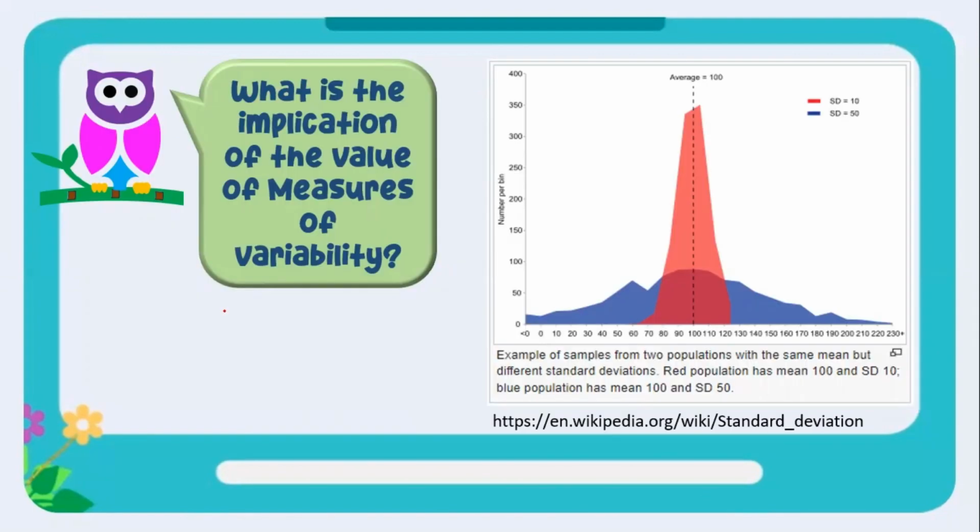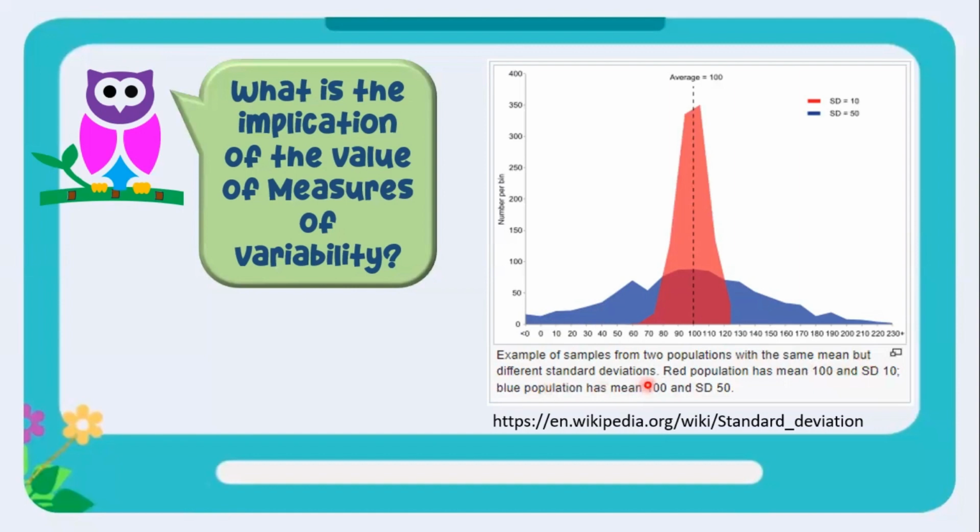What is the implication of the values of the measures of variability, especially the standard deviation and variance, since these two measures of variability are most used in a lot of research? Take a look at this graph here. We have two graphs, therefore we have two sets of data. We have here the blue graph and the red one. These are examples of samples from two populations with the same mean but different standard deviations.